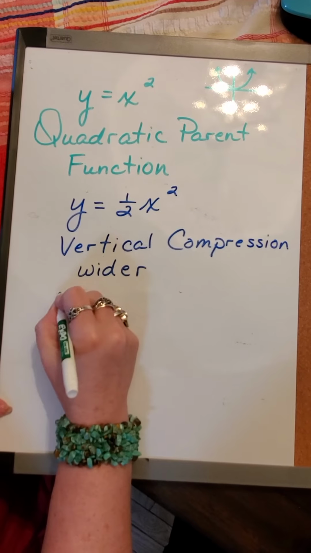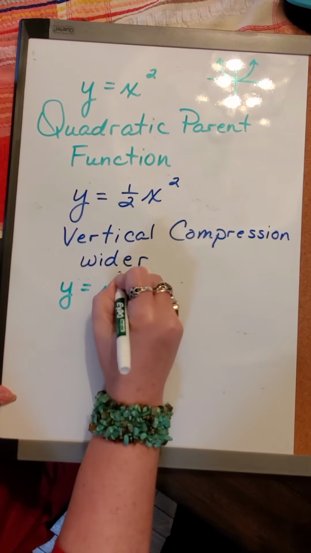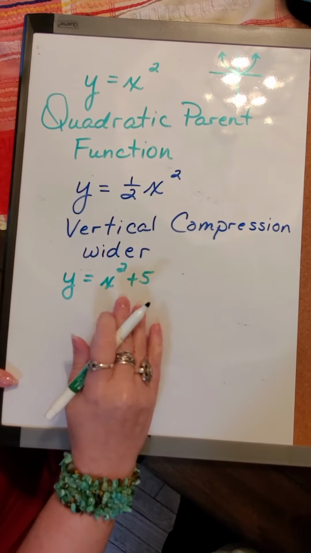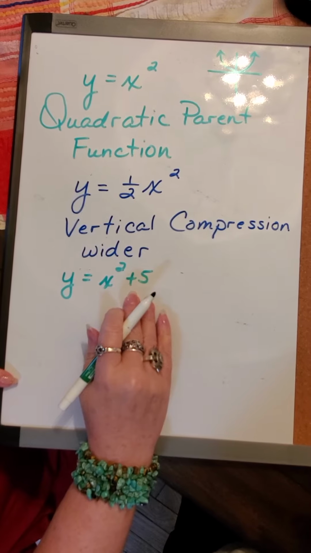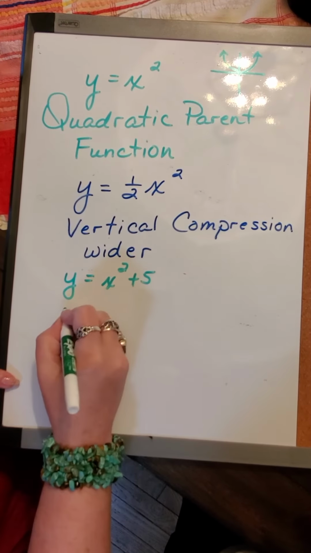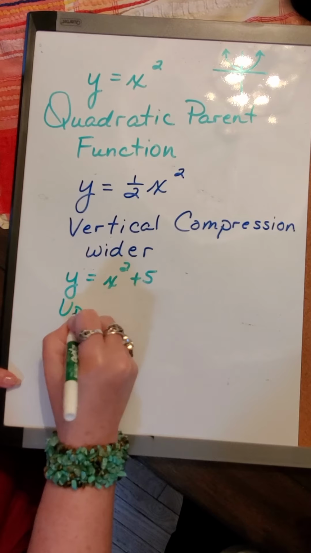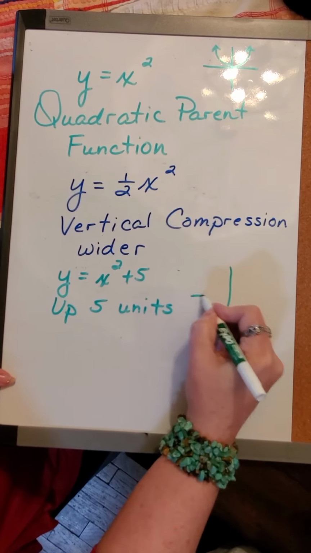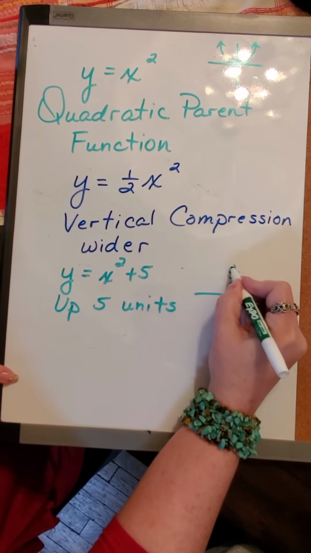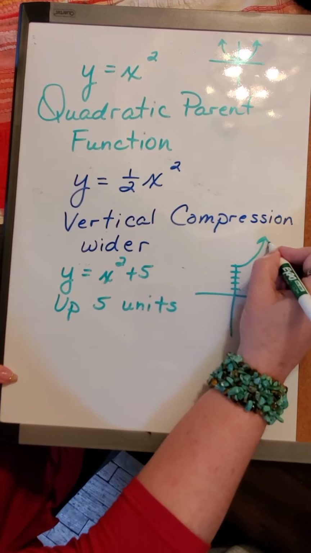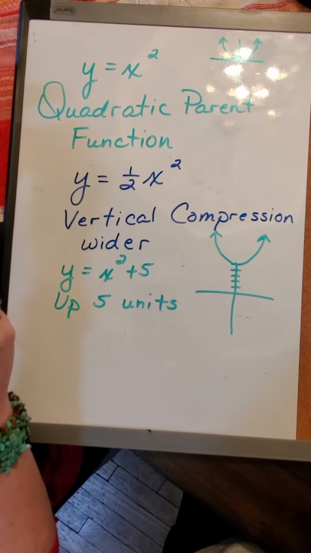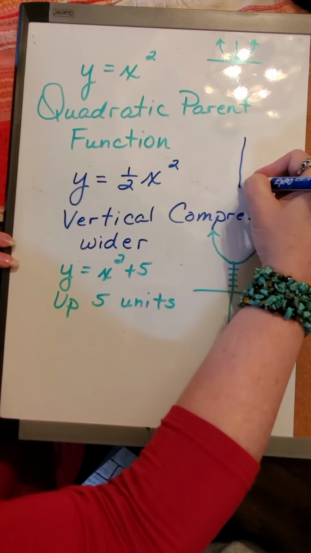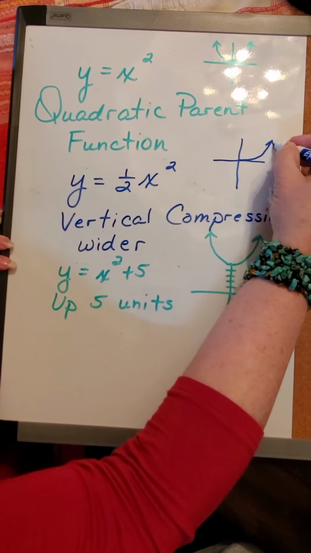Okay, then the next one we have, now this is still my quadratic function, but what this does is it shifts that graph up 5 units. So here's my graph. 1, 2, 3, 4, 5. Oh, and I should have drawn this one. I'm going to make that graph a little wider so you can see.